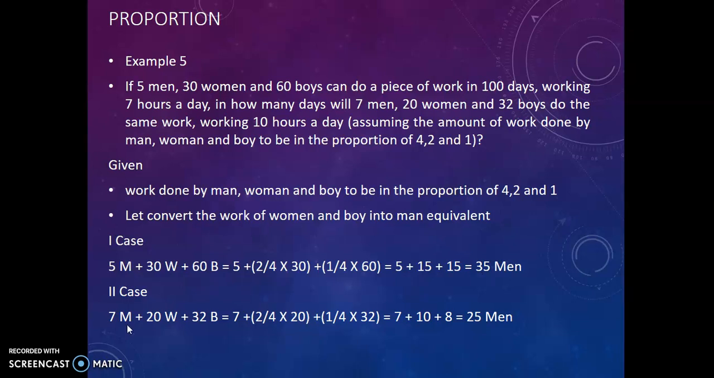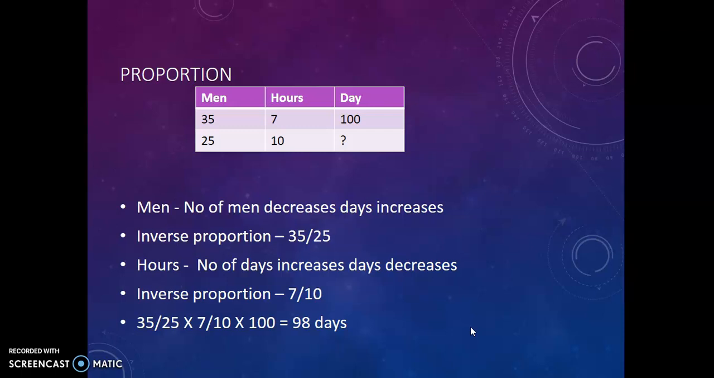In the second case, 7 men, 20 women, 32 boys. Here also we can convert the women and boys into man equivalent. So 2 by 4 into 20, 1 by 4 into 32. So 7 plus 10 plus 8 is equal to 25 men. So 35 men can finish the work in 100 days. How many days are needed to finish the work by 25 men? We want to find out.